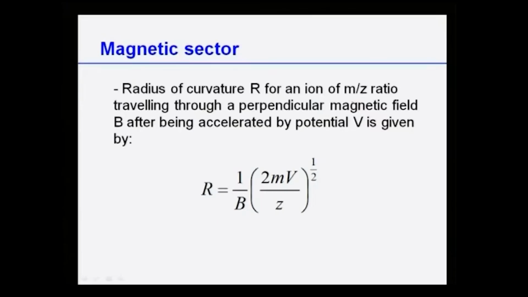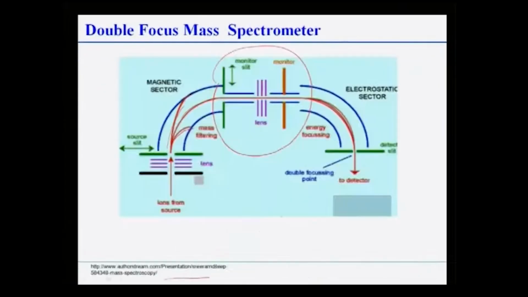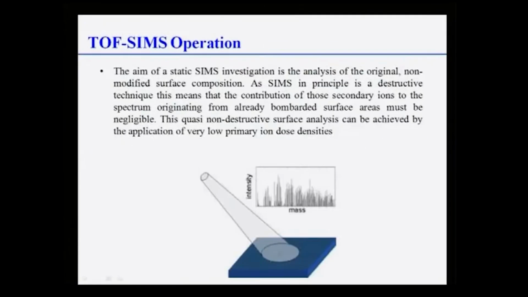As I have talked about different magnetic focusing, like single or double magnetic focusing or even quadrupole, let me give you some idea about what a radius of curvature means, how the ions actually get curved. The radius of curvature of any ion of distinct m by z ratio travelling through a perpendicular magnetic field B, after it has been accelerated by a certain potential V, is 1 by B times (2mV by z) to the power half. So, if B and V are constant, it depends on m by z. Ions travel at different radii depending on m by z, and that is what is used in this technique.